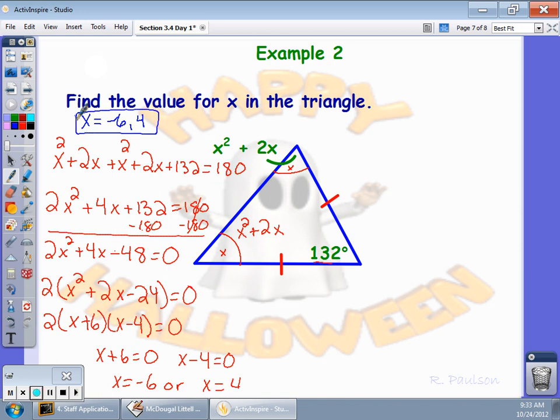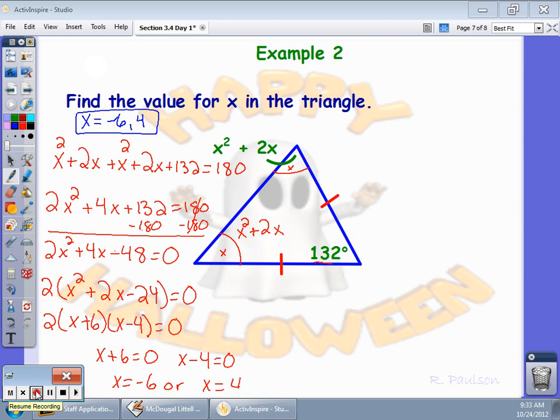If you are not sure whether or not you did this correctly, you can go ahead and substitute in negative 6 and 4 into x and see if it actually equals 180 when you add all three angles. Or you could plug in x for each expression and see if the two angles, not the 132, but the two other angles, are equal to themselves. So let's go ahead and do that. We're going to start with negative 6.